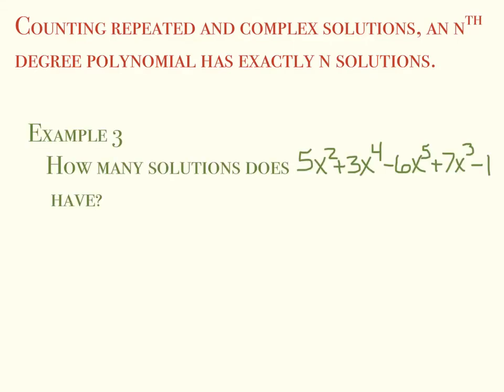All right, so how many solutions does 5x squared plus 3x to the fourth minus 6x to the fifth plus 7x to the third minus 1 have? I'm just asking how many does it have? You don't have to tell me what they are. You don't have to tell me what kind they are. All you have to do is know how many there are going to be. And we're just going to look at the degree. Don't be fooled. The 2 is first, but that doesn't make it the degree. The 5 is biggest, so the 5 is the degree. And if 5 is the degree, then there are 5 solutions.